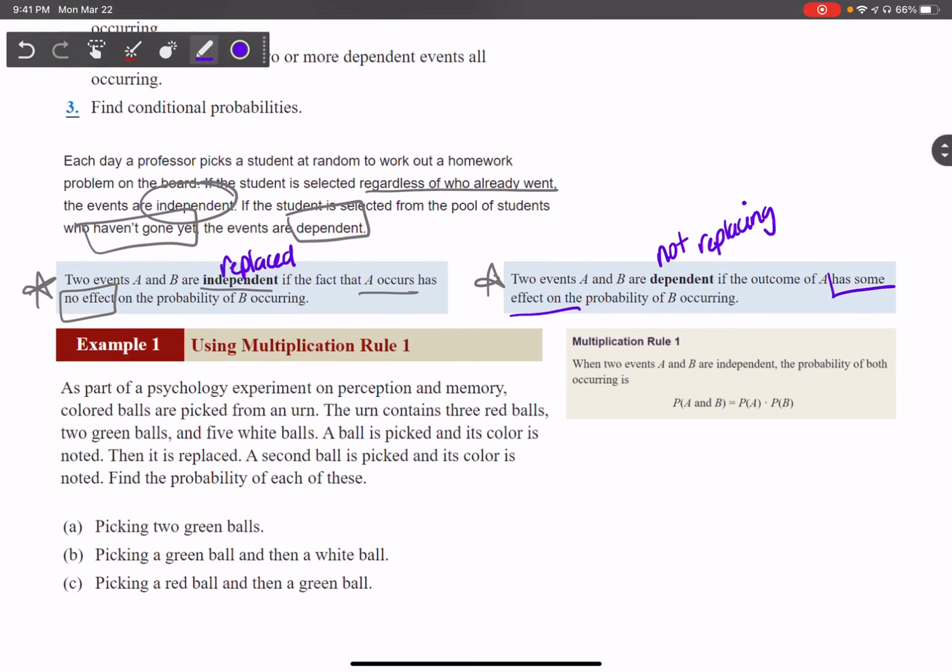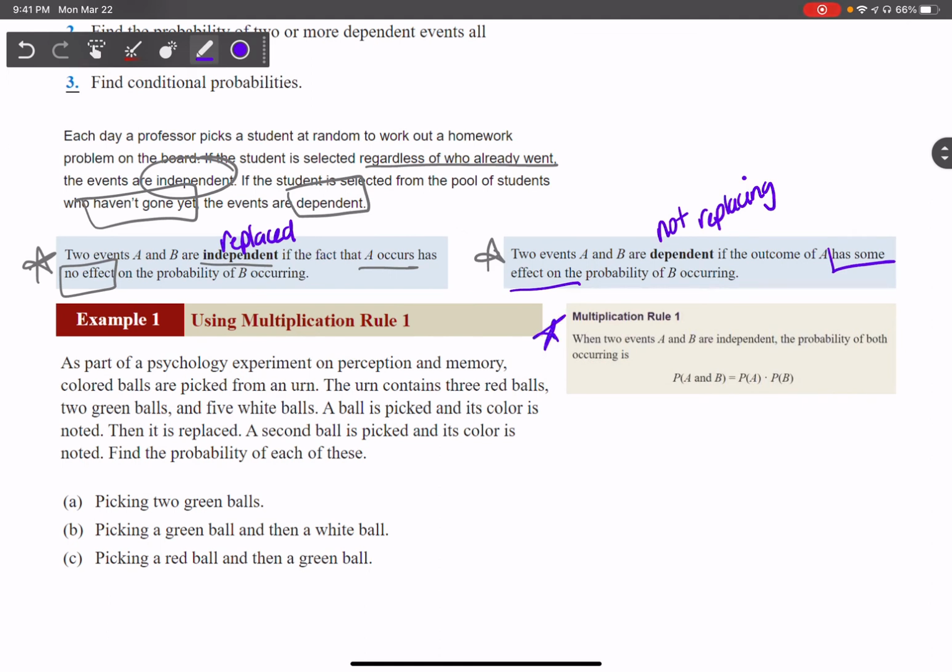Okay, so we have our first multiplication rule. When two events A and B are independent, the probability of both occurring, P of A and B, is the same thing as P of A times P of B. Okay, probability of A times probability of B. Let's look at our first example. As part of a psychology experiment on perception and memory, colored balls are picked from an urn. The urn contains 3 red balls, 2 green balls, and 5 white balls, giving us a total of 10 balls.